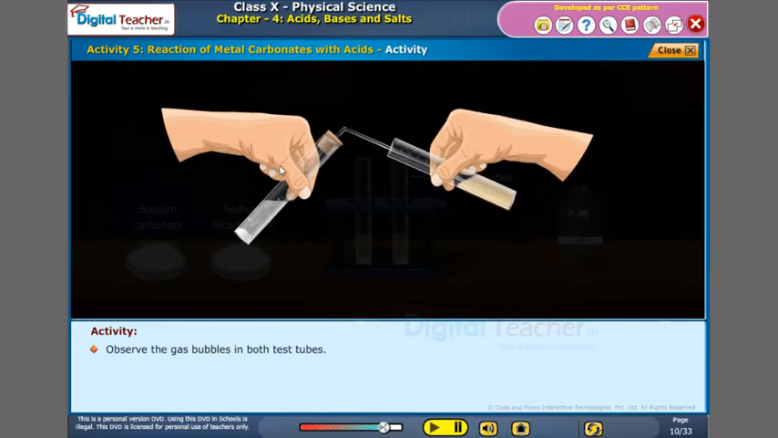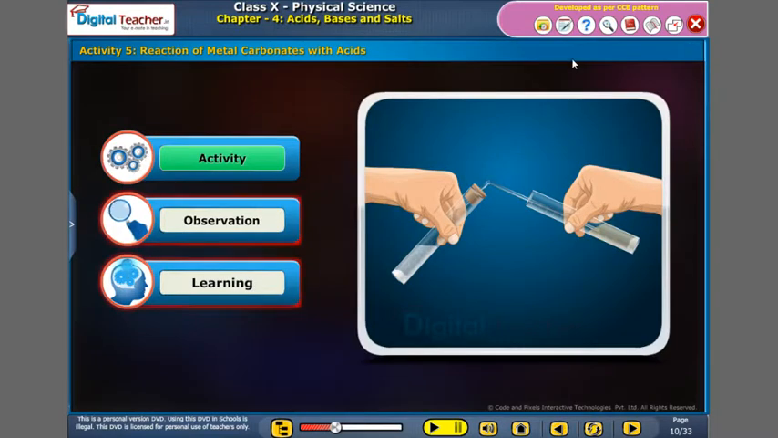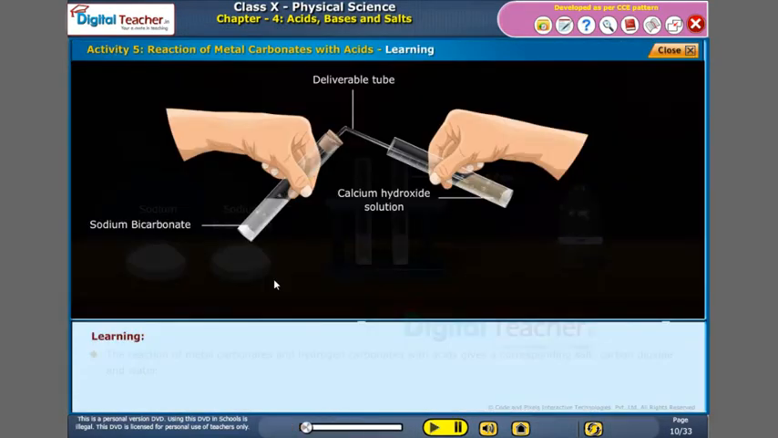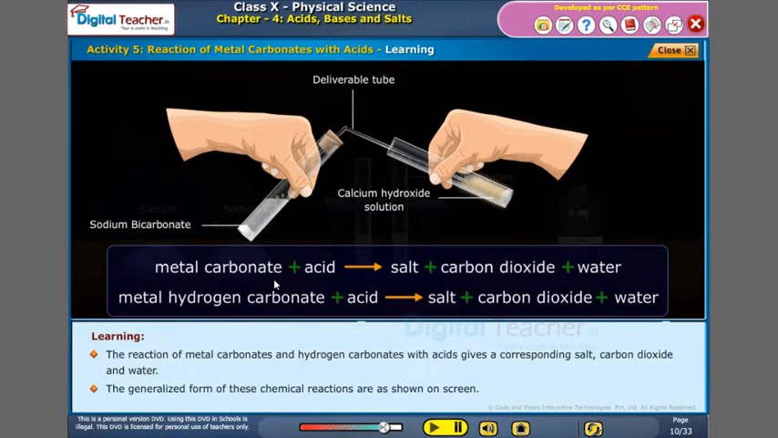Observe the gas bubbles in both test tubes. Pass the evolved gas through the lime water, calcium hydroxide solution, by using the delivery tube. Observe the chemical reactions. The reaction of metal carbonates and hydrogen carbonates with acids gives a corresponding salt, carbon dioxide and water. The generalized forms of these chemical reactions are shown on screen.